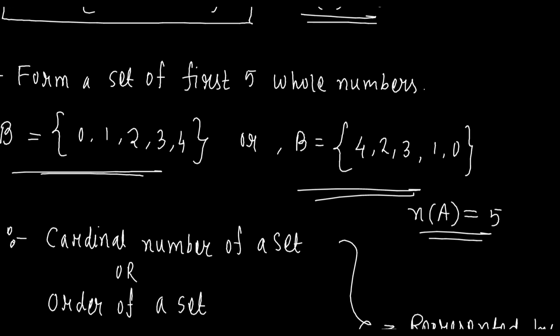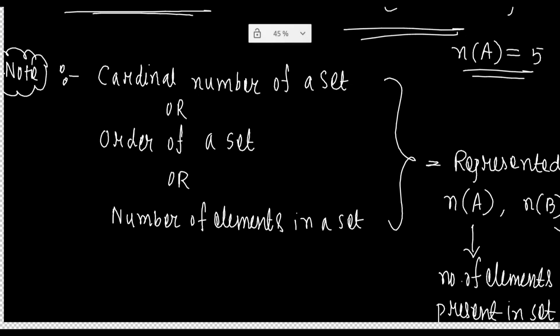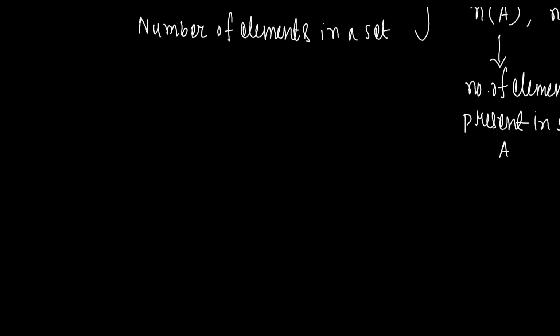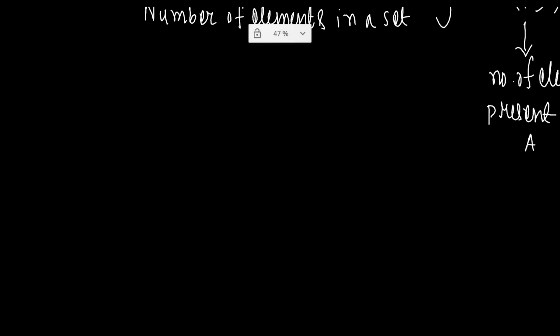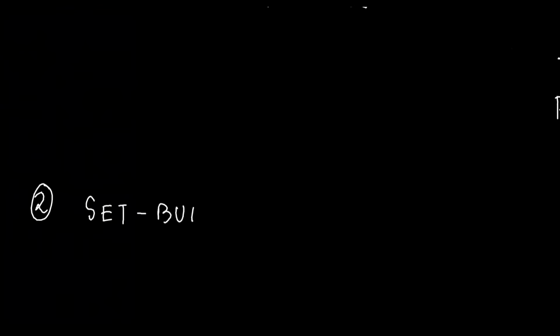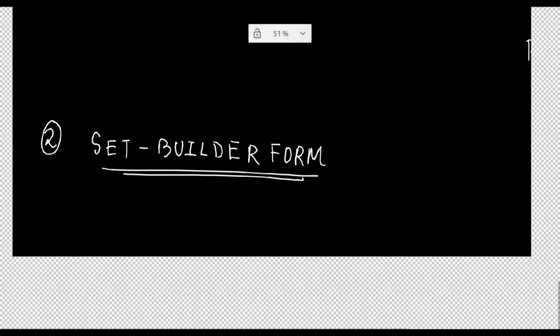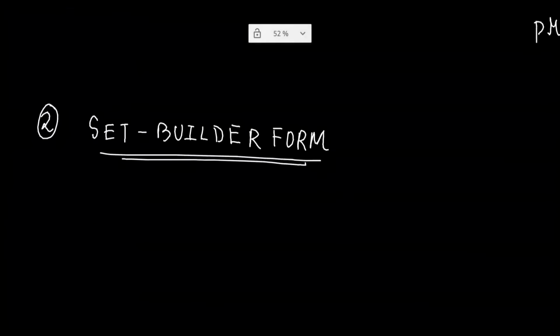Now we come to the next representation. The first one was roster form or tabular form. The next one is set builder form. Now, what is the set builder form? What is the structure of this? Let us understand first.